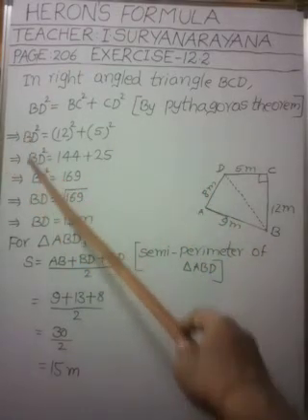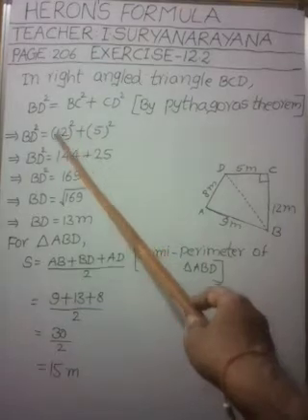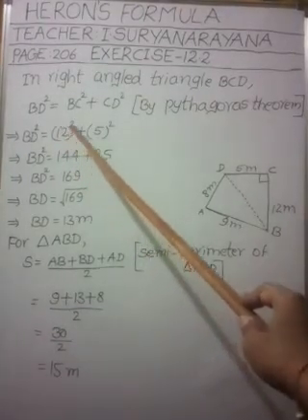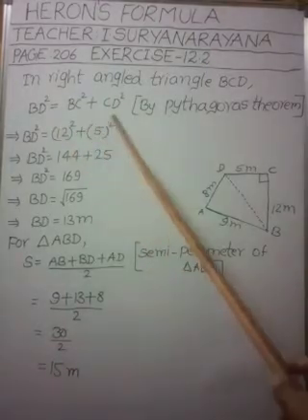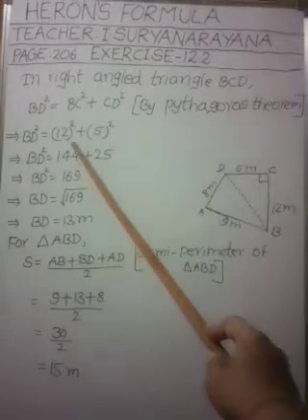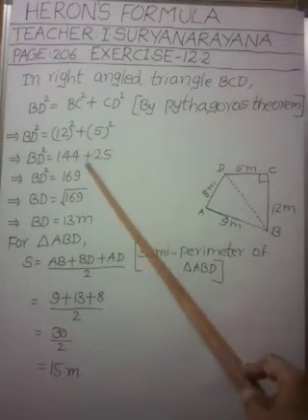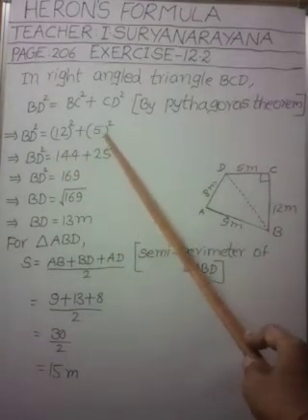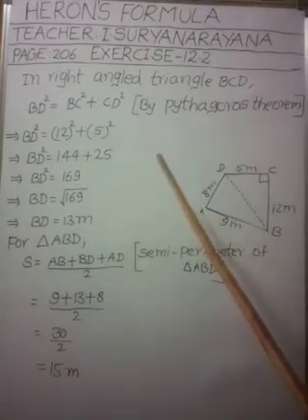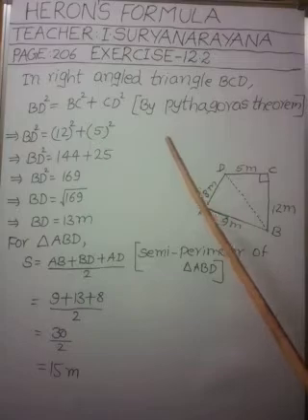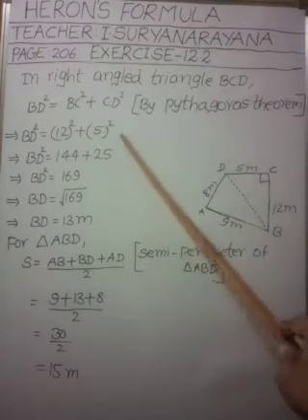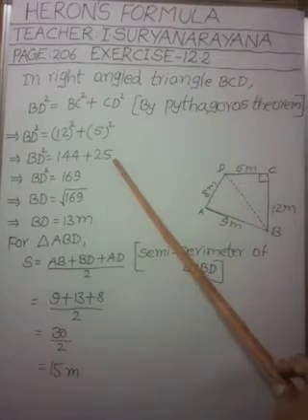This implies BD square is equal to, let us take the first term. What is this first term? 12 square. What is the value of 12 square? 12 into 12, 144. 12 12s are 144. Understood this first term, my children? Plus come to the second term. What is the second term here? 5 square. What is meant by 5 square? 5 into 5. Then what is the value of 5 into 5? 25. So I wrote the value of 5 square directly here. Understood this step, my children?